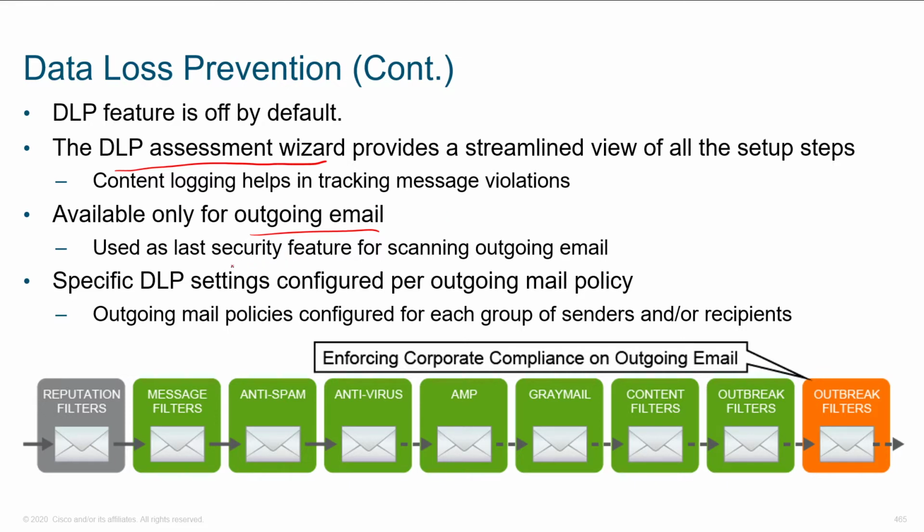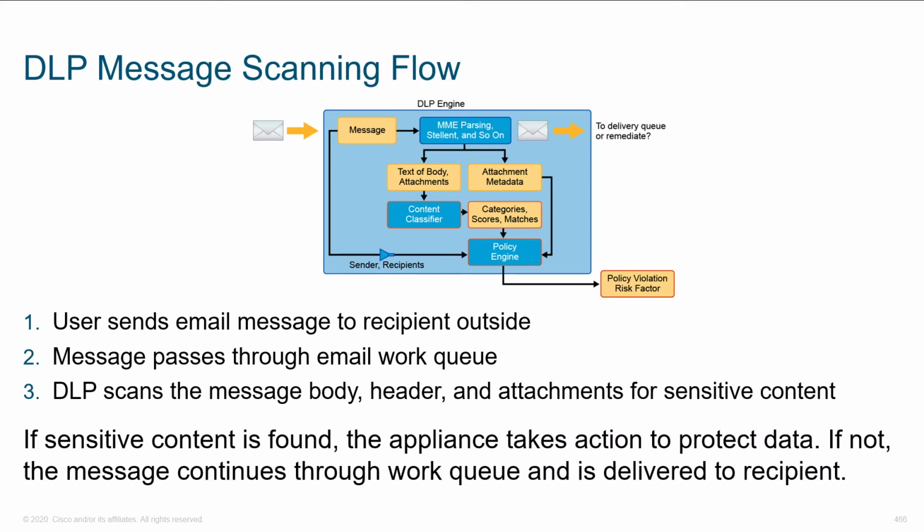So it's used as a last security feature for scanning the outbound email, and specific DLP settings can be configured per outgoing mail policy. That's just saying that we can create different policies for different groups of users, right? IT, HR, etc. And we can apply different dirty word lists to different groups of users. So here they're just showing you the DLP engine and the way that their scanning flow works. So you look at the message itself, but don't forget that we're also looking at the attachments within the message. We can even look at things like metadata.